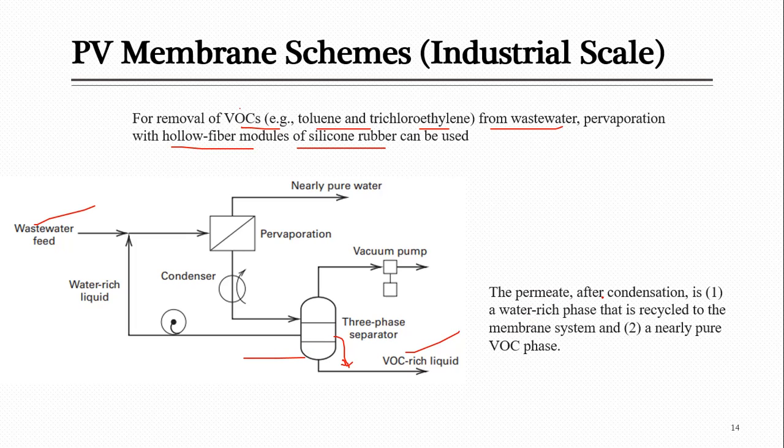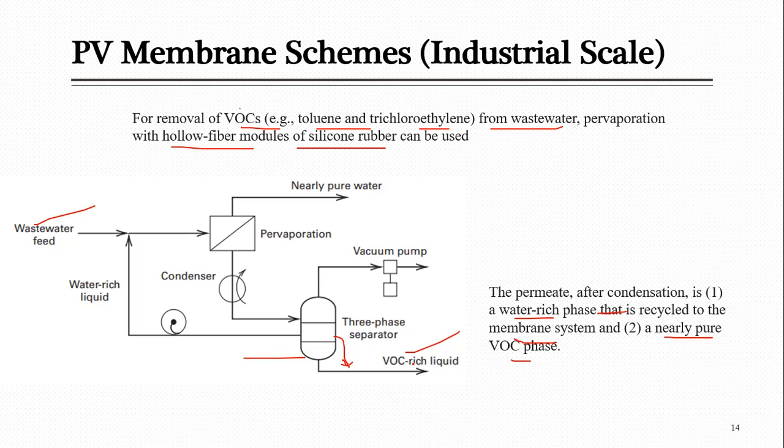Here the permeate, which passes through this membrane, after condensation gives a water-rich phase that is recycled to the membrane system. This water-rich phase contains a large amount of water and some small amount of these organics, and a nearly pure volatile organic chemical phase is separated from here.